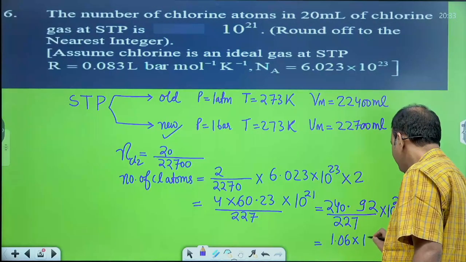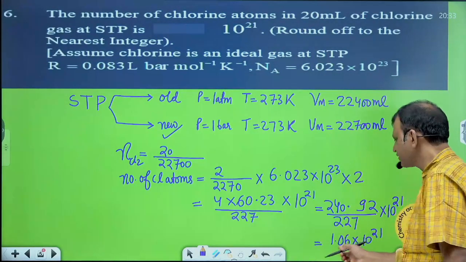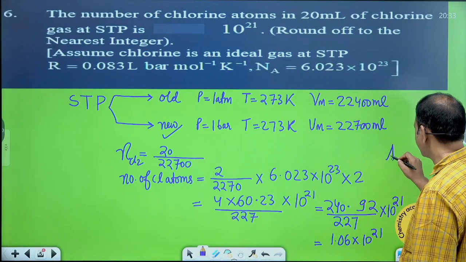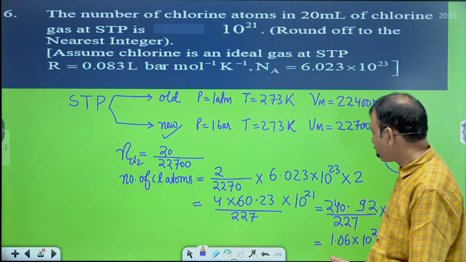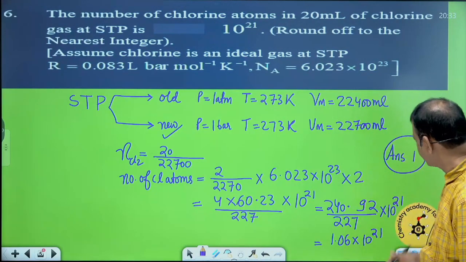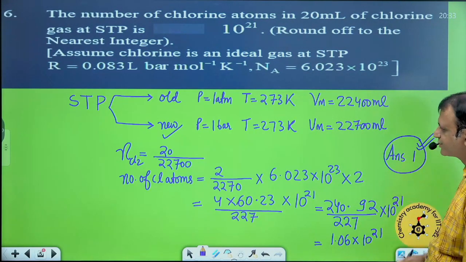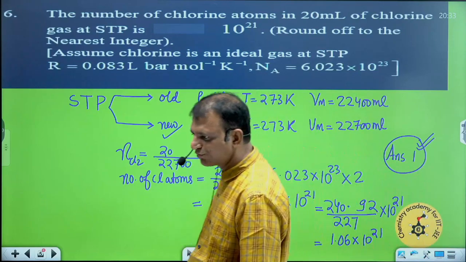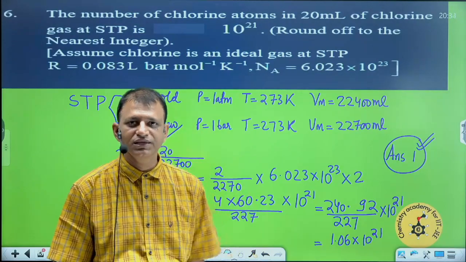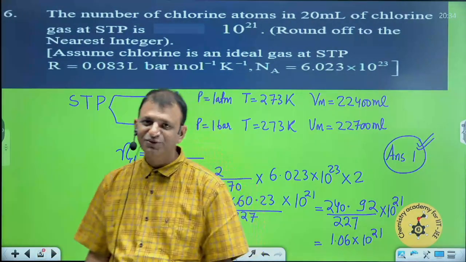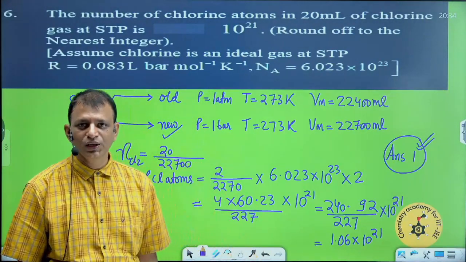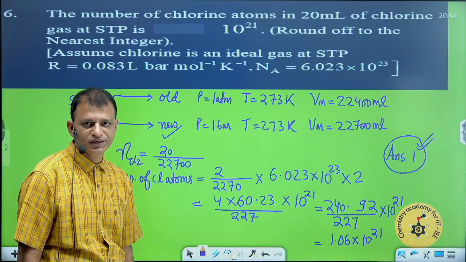So without solving exactly, we have to find the answer up to the nearest integer, right? So from here we are getting that the answer should be 1. So if you solve the same problem by using 1 atm and 273 Kelvin, the answer is not going to change, right? So either you solve this problem by old STP condition or new STP condition, your answer remains same. But in the question, in order to clarify the question, they should mention that they are taking the old STP condition or new STP condition.